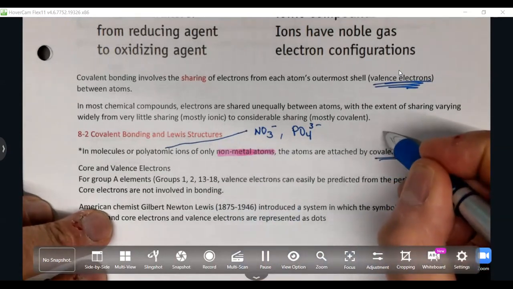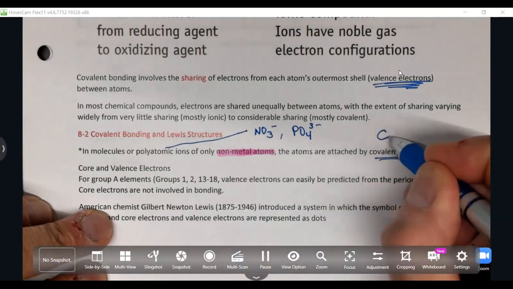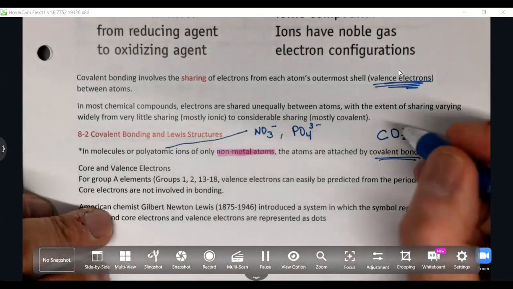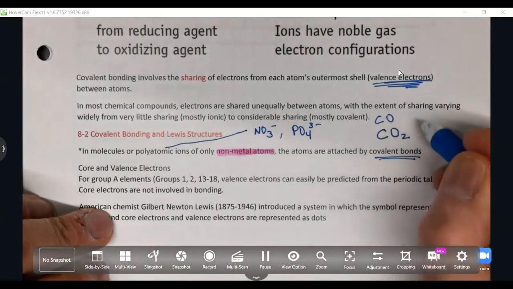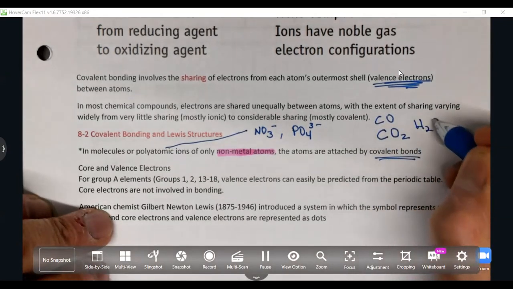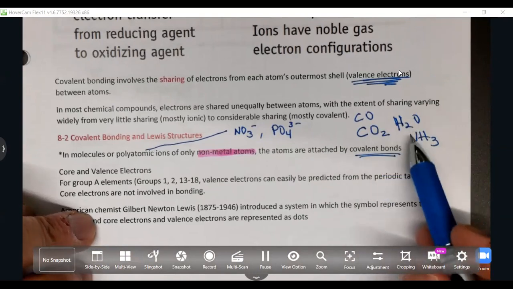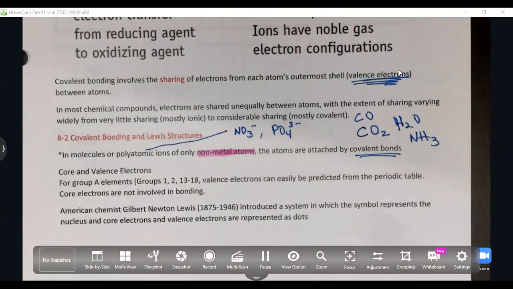And an example of that as a compound, simply carbon dioxide, carbon monoxide, water, NH3. I'm just writing down some compounds that are just put together with nonmetals, right? Covalent bonded nonmetals.